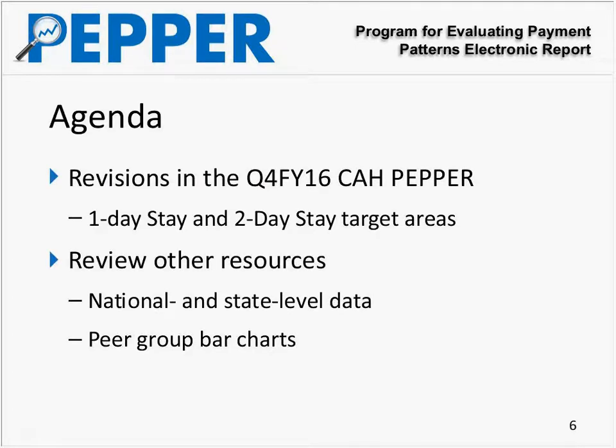Today, I plan to review the revisions in the Critical Access Hospital PEPR that you'll find in the most recent release, which are primarily focused on the 1- and 2-day stay target areas, and I'll review those in more detail in just a moment. I also will be reviewing other resources that are available for you, and I'll talk a little bit about the peer group bar charts, which have not yet been developed for critical access hospitals, but we have plans to do so. So I'll go into more detail on that item as well.